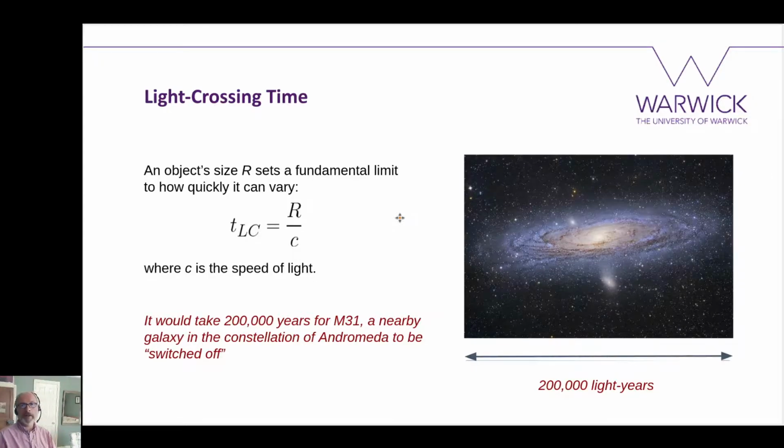And that's what I mean by the light crossing time. It sets a very fundamental limit to the typical variability of most sources. And there's only very unusual cases where you can exceed that.